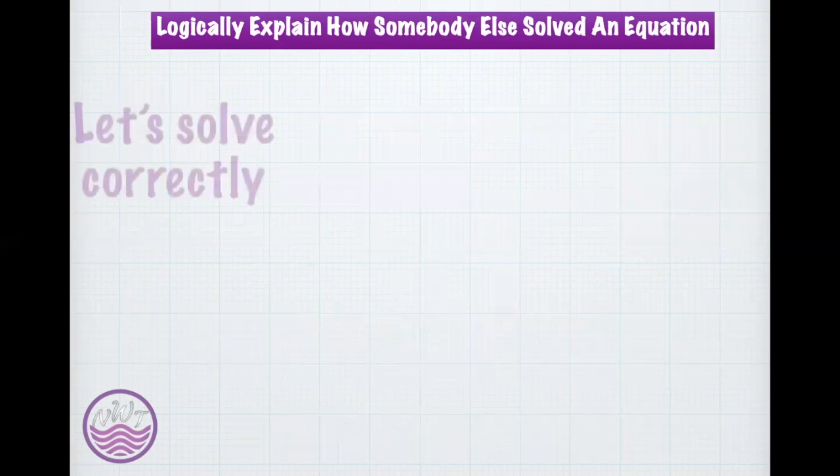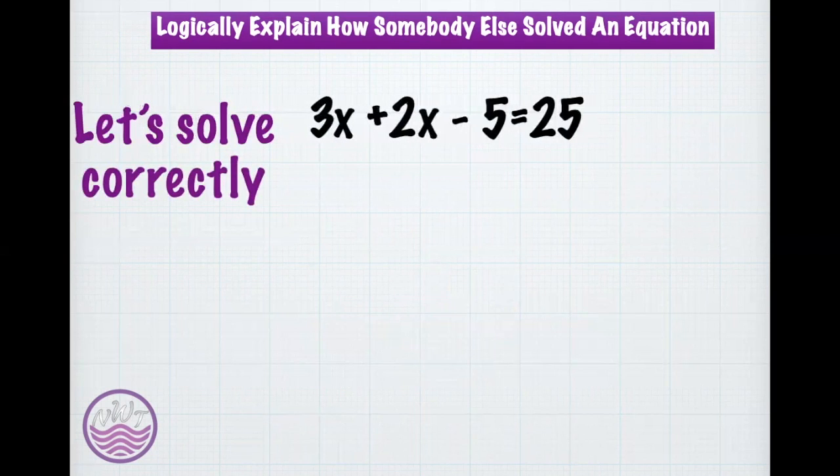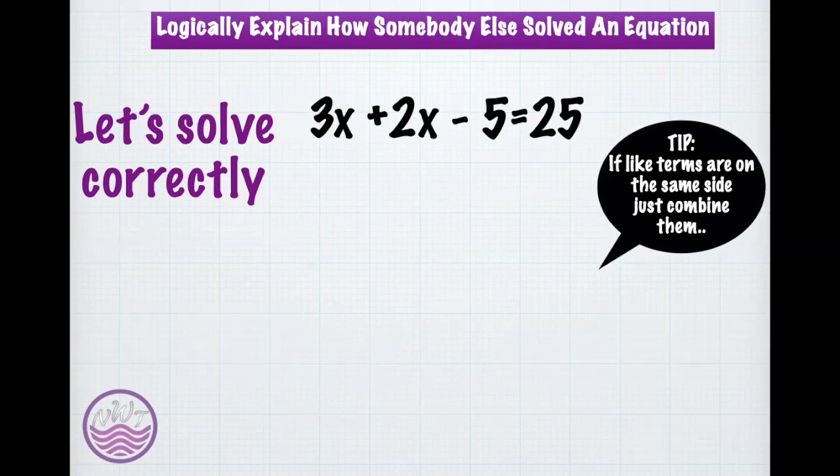So let's try it on our own. Let's see if we can solve it together. So we have the same problem, 3x plus 2x minus 5 equals 25. I know that like terms are terms that have the same variable to the same power, and 3x and 2x are that. And if the like terms are on the same side, just combine them. So that's our additional tip.